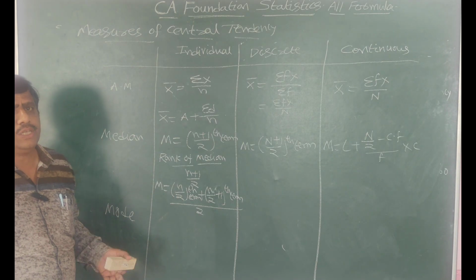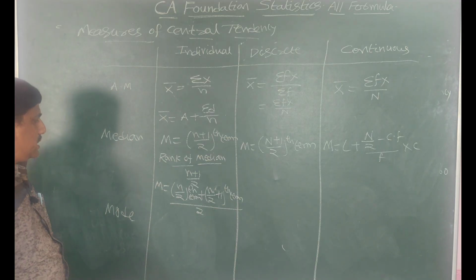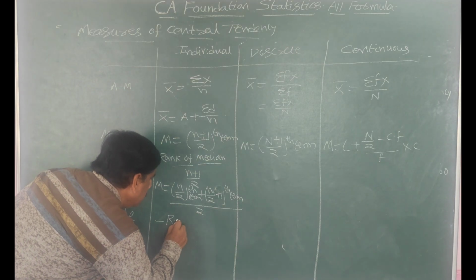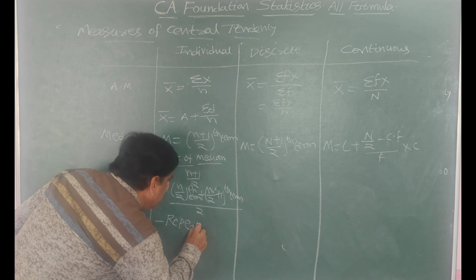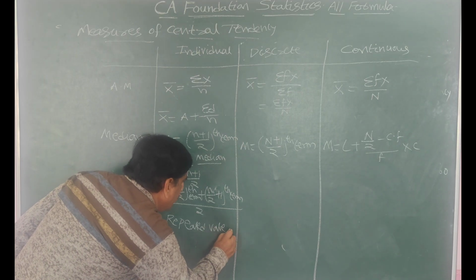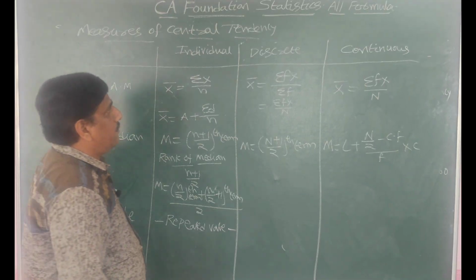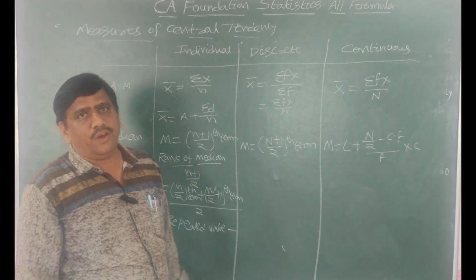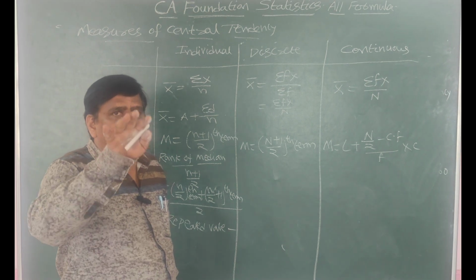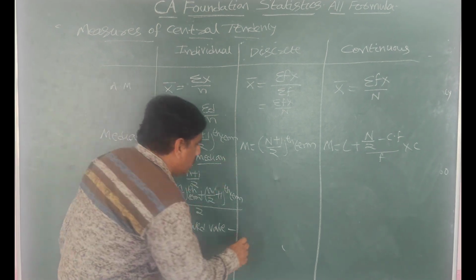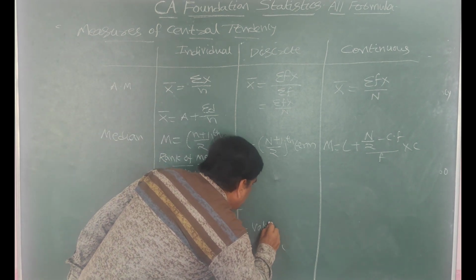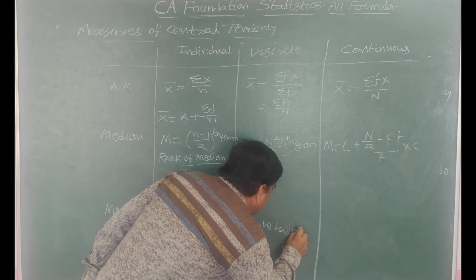In individual series there is no formula for mode, just the repeated value. The value which is repeated the most number of times is the mode for individual series. For discrete series also there is no formula for mode. The value having maximum frequency is known as the mode.